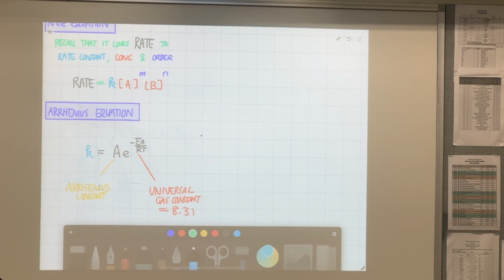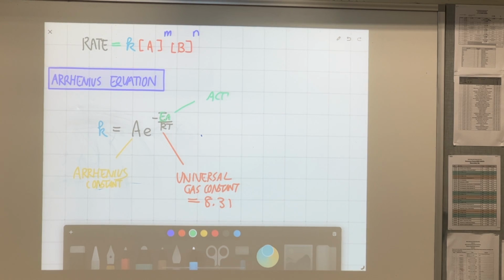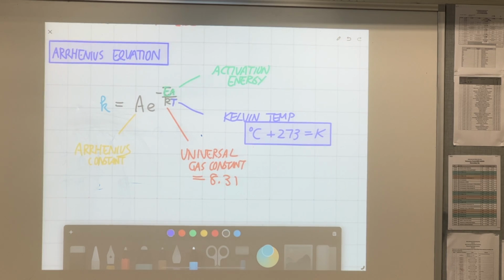And of course, we also have Ea on top. This is the same activation energy we just saw. And last but certainly not least, we have the Kelvin temperature. So this is in Kelvin. Don't use the Celsius temperature. How do we convert between Celsius and Kelvin temperature again? Plus 273 to the degrees Celsius temperature. So write down this conversion if you don't already know. Degrees C plus 273 gives you Kelvin temperature. For instance, 25 degrees C translates to 298 Kelvin.